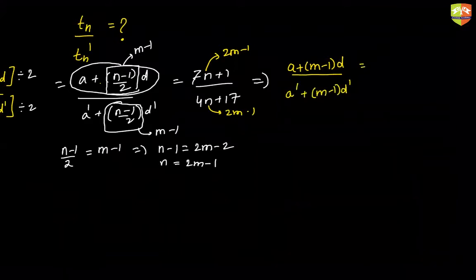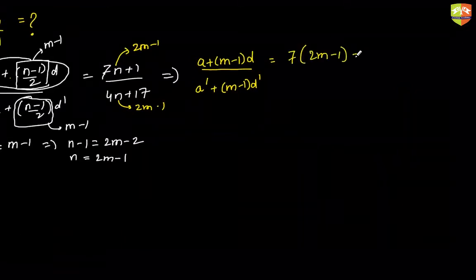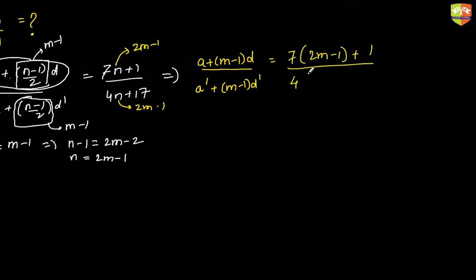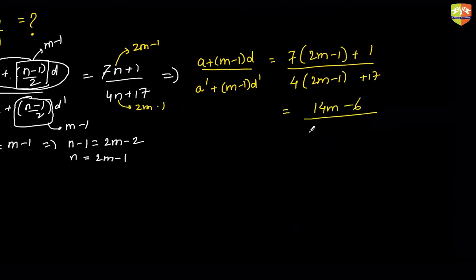And on the right hand side of this expression, I will end up getting 7 times 2m minus 1 plus 1 by 4 times 2m minus 1 plus 17, which means I'll get 14m minus 6 by 8m minus 4 plus this will be plus 13. Right? Now all you need to do is replace your m with n back and this is going to be your final answer.